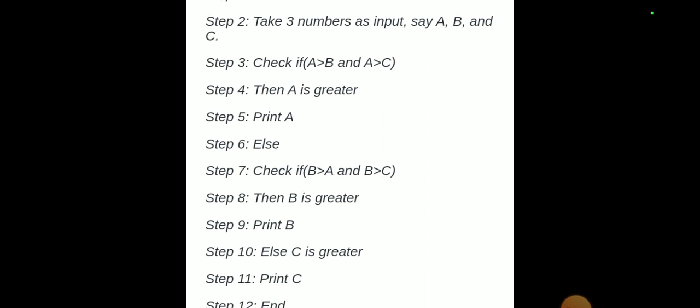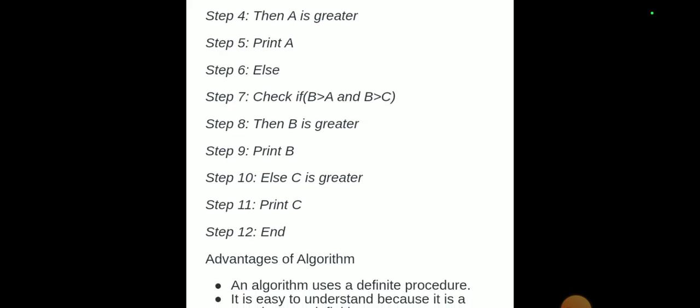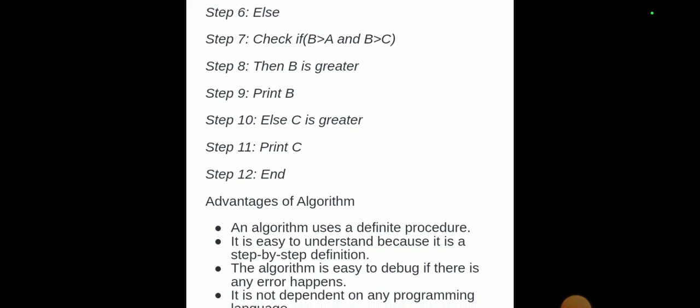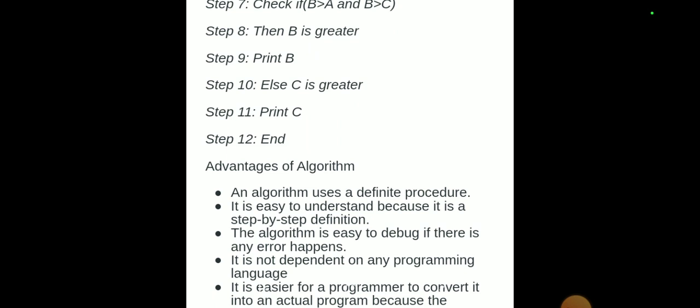Step 6 is else. Number 7, check if B is greater than A and B is greater than C. Step 8, then B is greater. Number 9, print B. Step 10, else C is greater, print C. And number 12 is end.